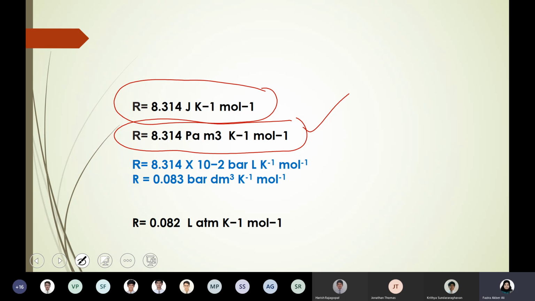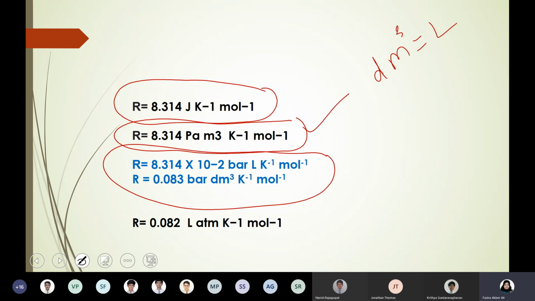If you are using the pressure in bar, the volume is in liters or dm cube, because dm cube and liter are the same. 1 dm cube is 1 liter. So you can see the one which is highlighted in blue is the same. Only the name, liter and dm cube, is different, but technically both are correct. 1 liter is equal to 1 dm cube. That is the reason why both are the same.